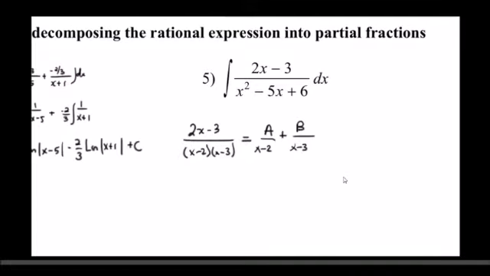And as with the last problem, you would multiply the entire equation by the lowest common denominator, which results in the equation in a simpler form, or a form without fractions. 2x minus 3 equals a times x minus 3 plus b times x minus 2.